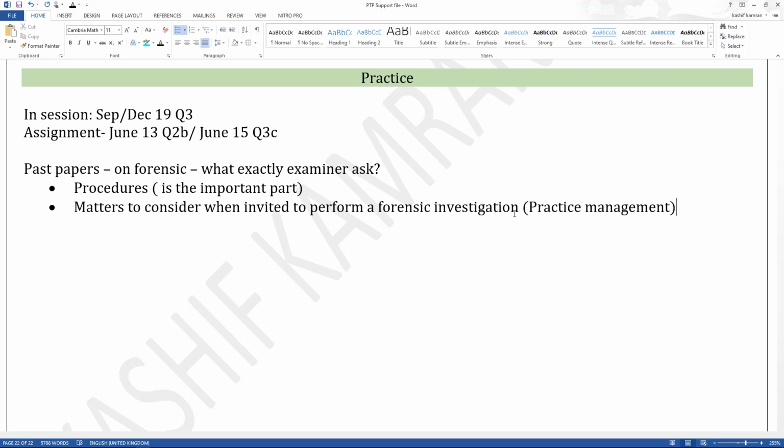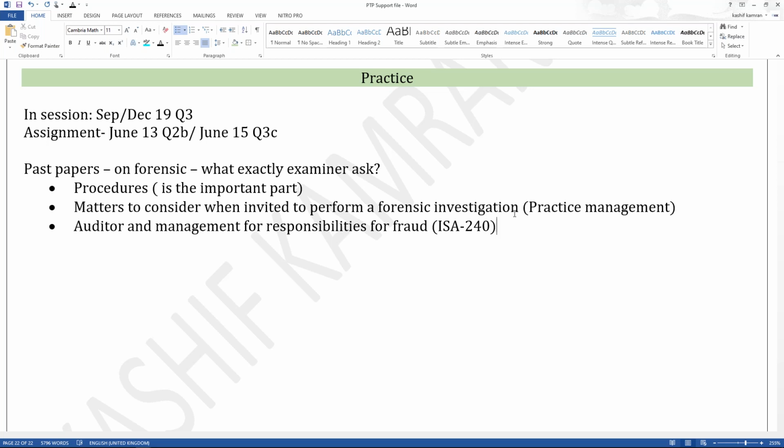These are the two common phenomena. The second is auditor and management responsibilities for fraud. So you should have an idea of what the auditor's responsibilities for fraud are and what management's responsibilities are, ISA 240. That is a very commonly asked area in forensic, because forensic is about fraud. So the examiner tests your knowledge about that.